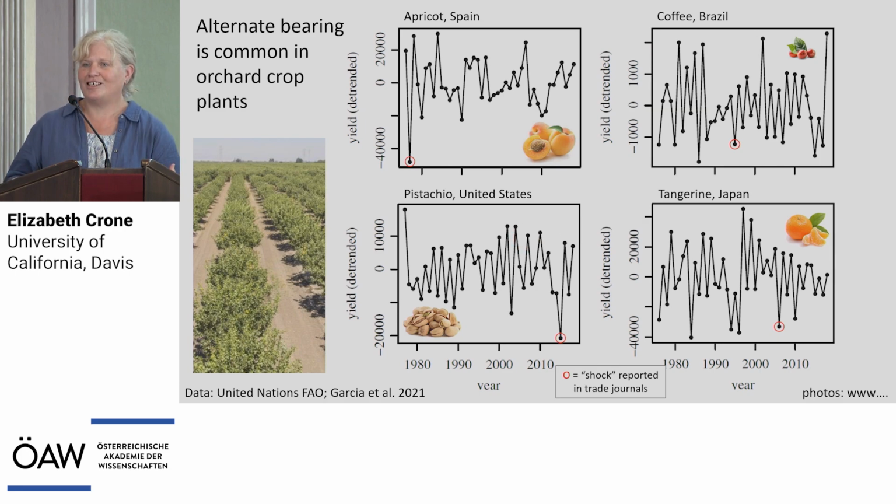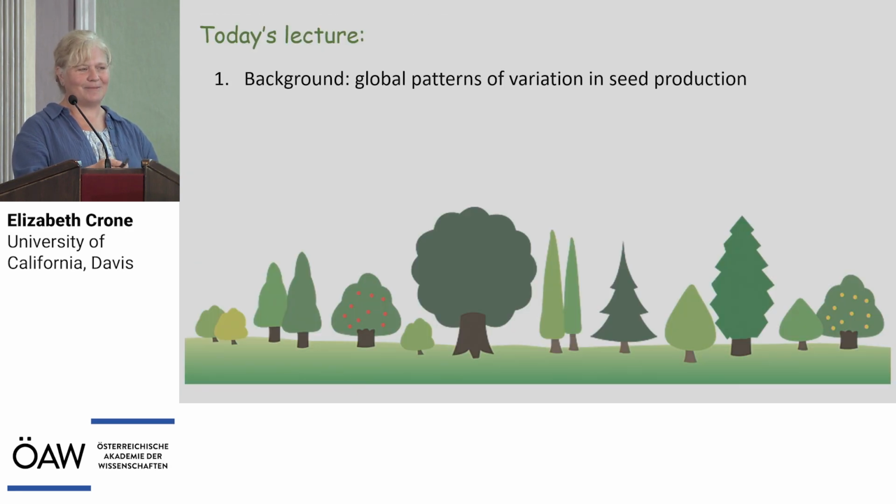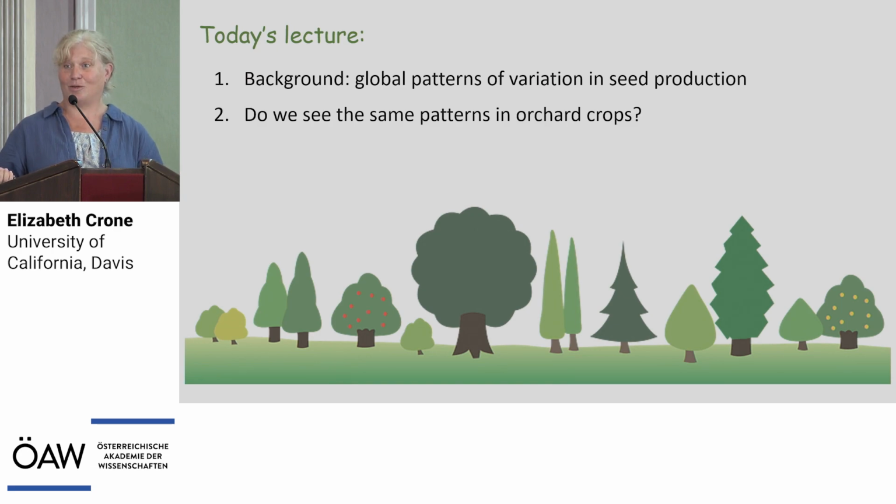So how frustrating to a farmer, you've got the most of the crop at the time when you're getting the least money for it. So this is something people have tried to breed out of plant species for a long time. So the second thing is, do we see the same patterns in orchard crops even though people have been trying for generations to breed it out of them?